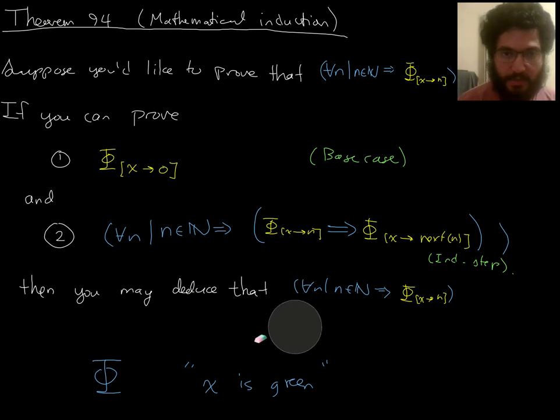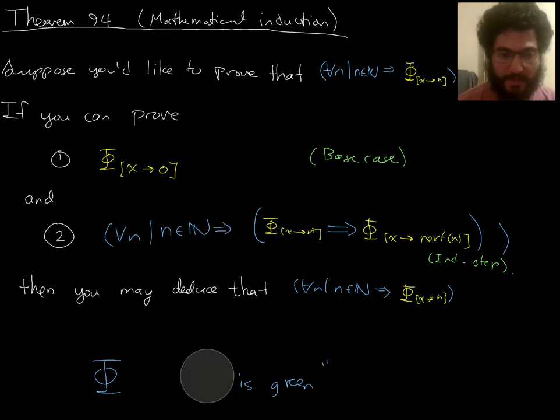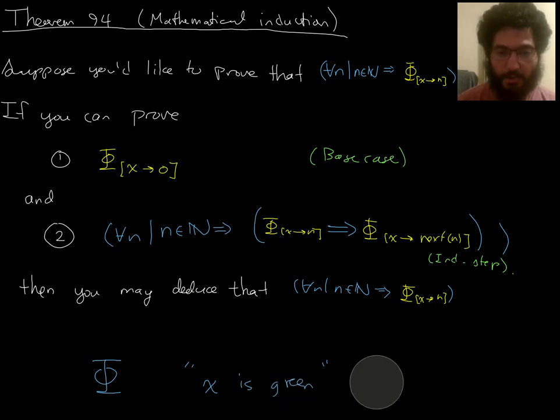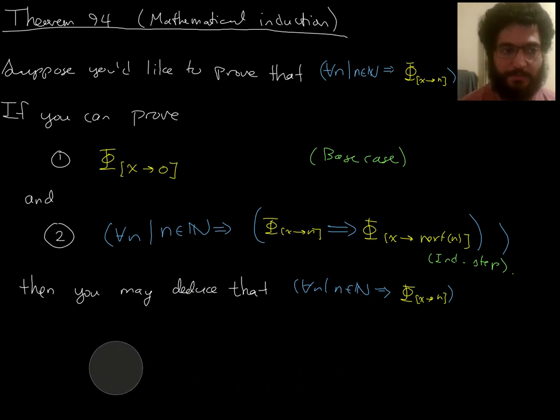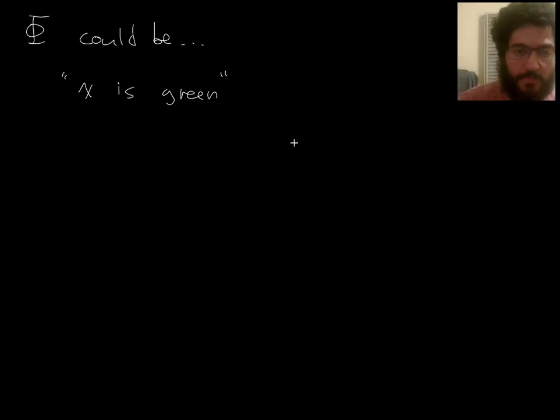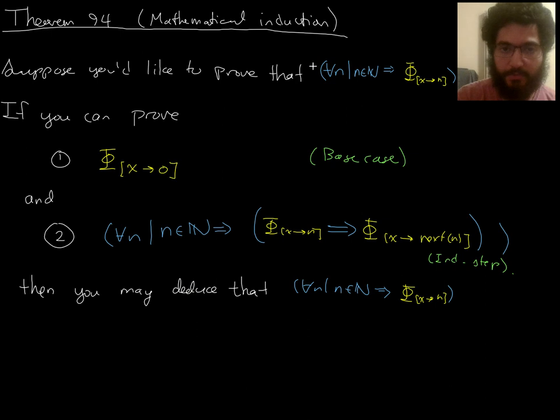Okay, so now you can take phi to be anything. It doesn't have to be "x is green". It could be any statement about x, and you can think of that as a predicate, a property that you'd like to prove all natural numbers have. As an example, phi could be the proposition "x is green". Then you would be trying to prove that all natural numbers are green, and to do that you would prove 0 is green, and then you would prove that for any given natural number, if it's green, then the next one is green.